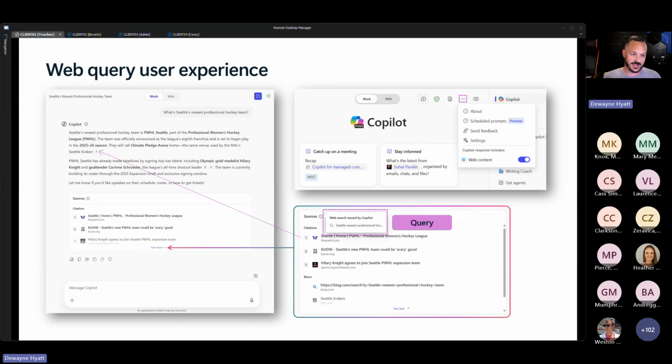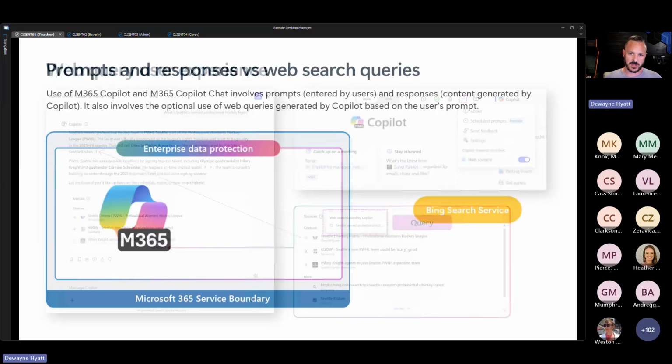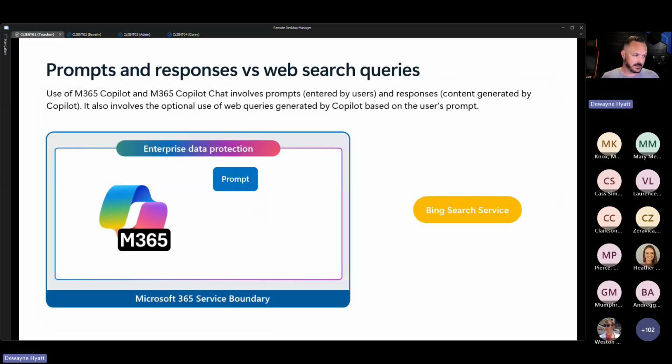Now, when I say it sent it over to Bing, what does that mean? Well, here's a little graphic. We've got our prompt. We've got a web search query that is extracted from the prompt. So it is not the entire prompt. It is only specific keywords that are relevant to searching the internet based on the user's prompt. And those are sent over to Bing.